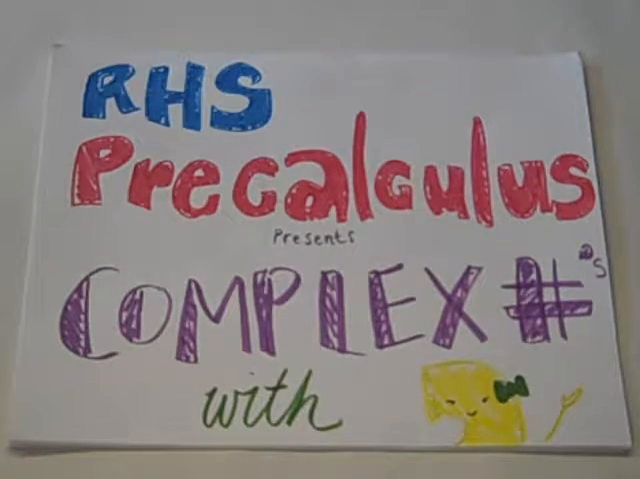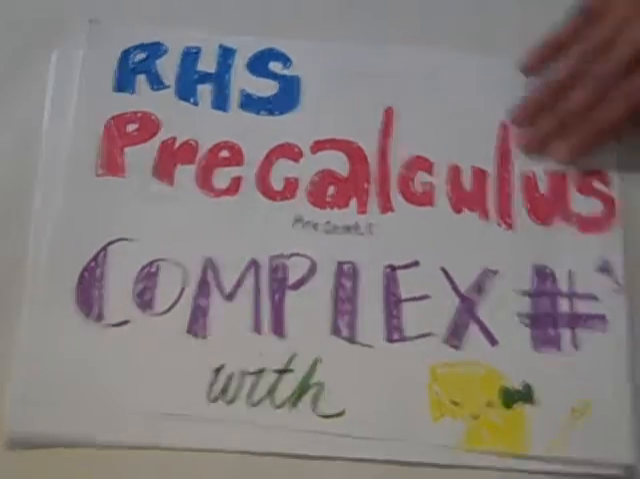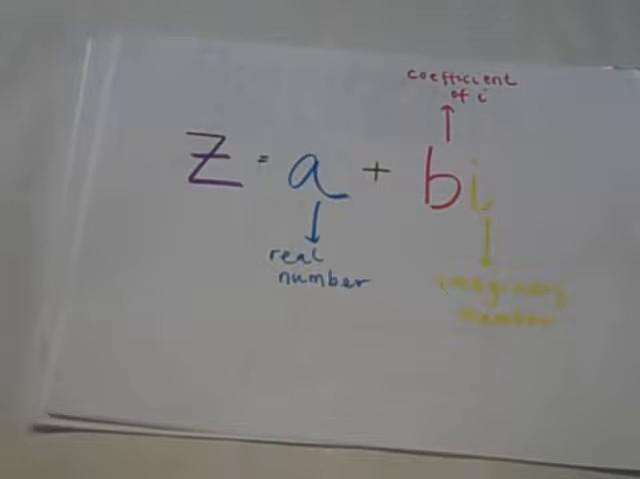In this clip, you will learn about complex numbers. A complex number is usually represented in its standard form, z equals a plus bi. In this equation, a represents real numbers and b is a coefficient of the imaginary number.